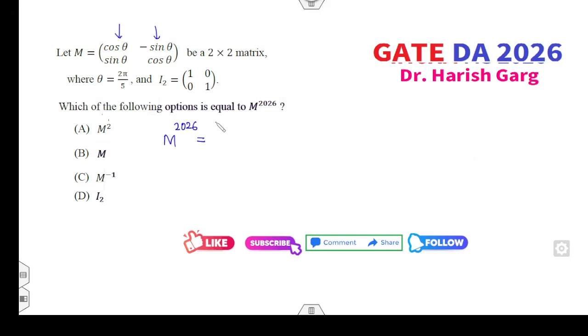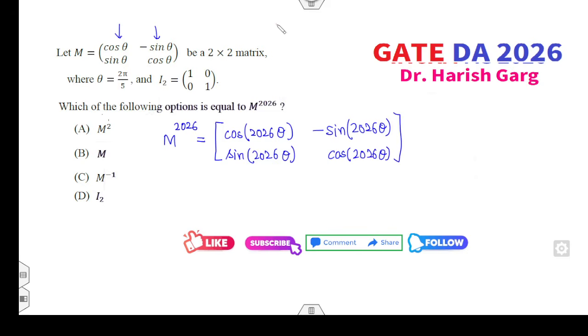First of all, what is M raised to power 2? You can directly write this, because the matrix elements are cosine and sine. Now my only target is to check what is the value of 2026 theta. If I substitute the value of theta, that will be 4052 pi divided by 5. If you divide them, it's 810 pi plus 2 pi over 5.